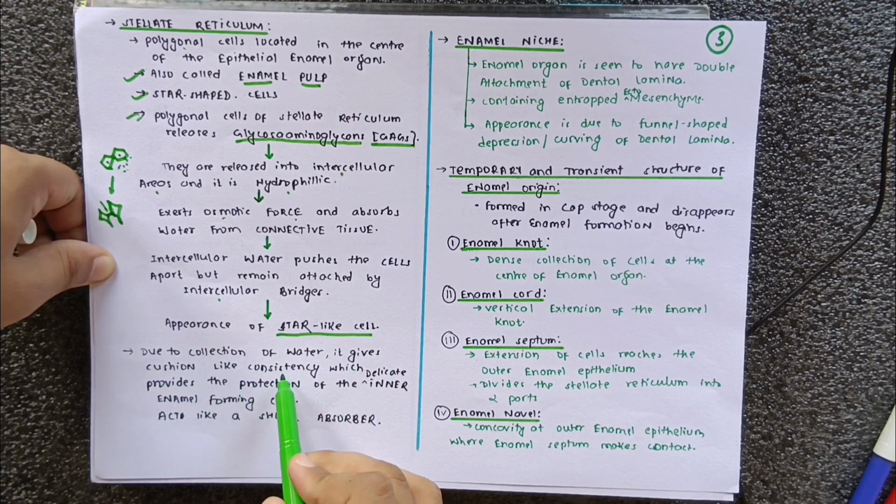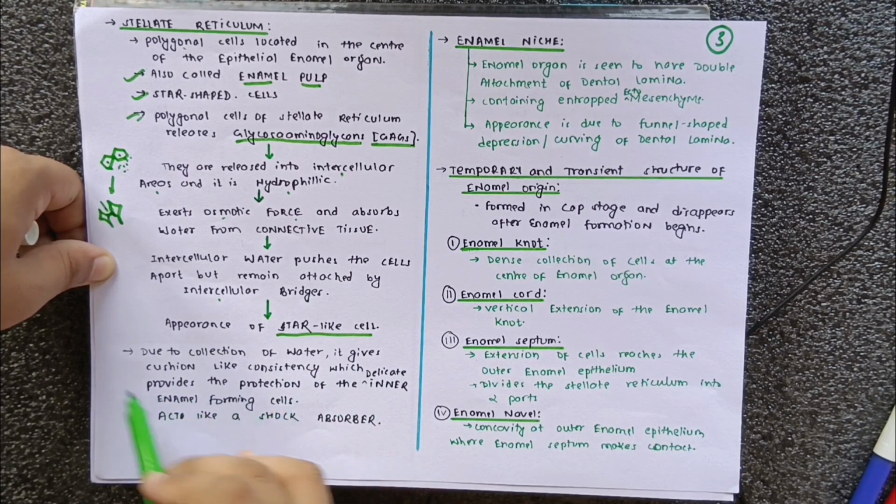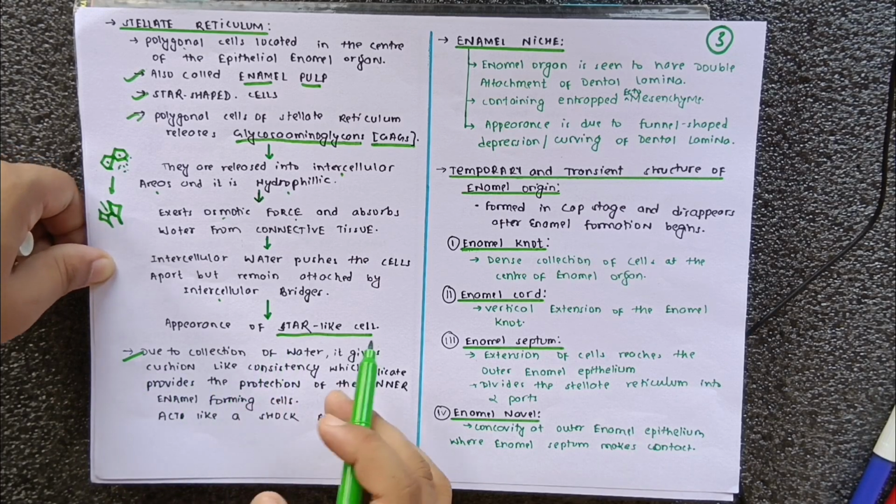Now, in another point, as I have written here, due to the collection of water, it gives a cushion-like consistency, which provides protection to the delicate inner enamel forming cells. And it acts as a shock absorber. So it is easy to understand: it acts as a cushion.